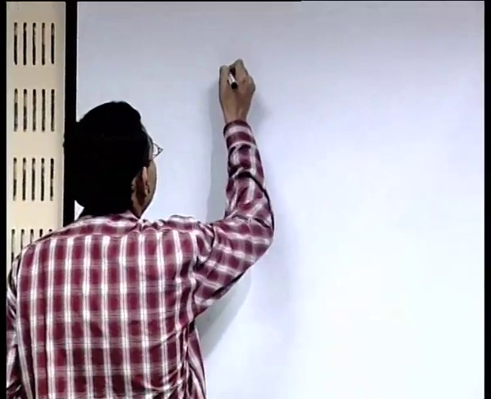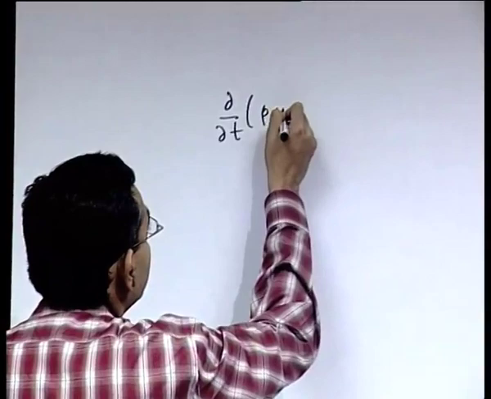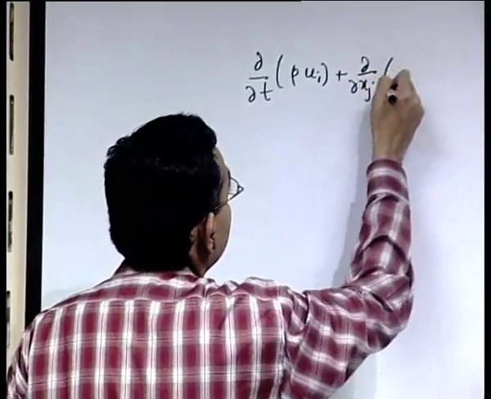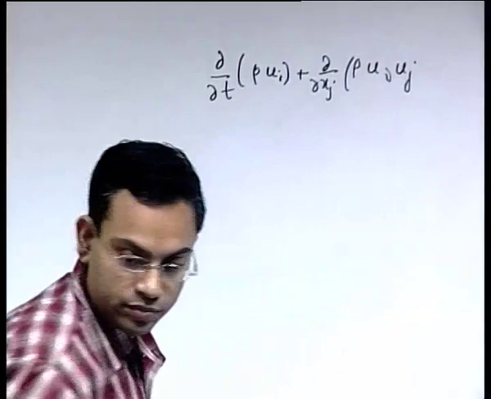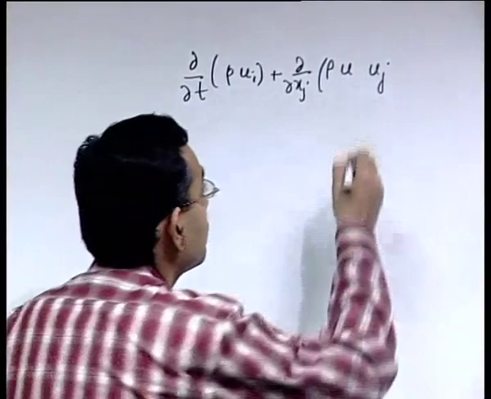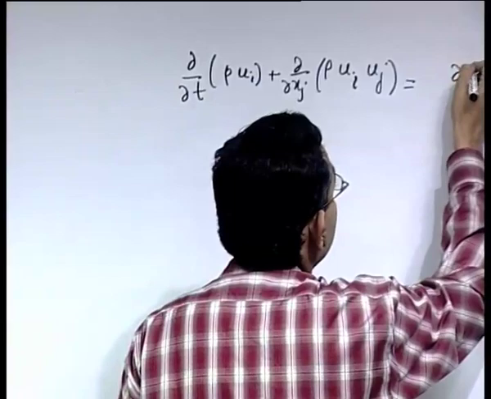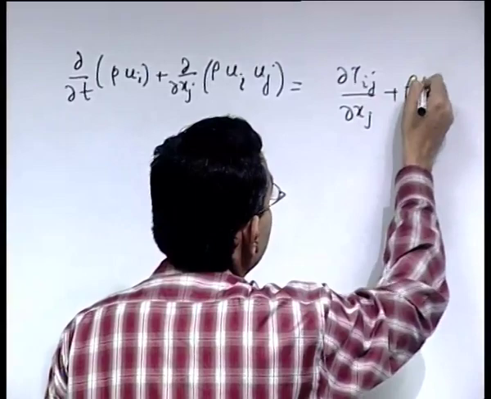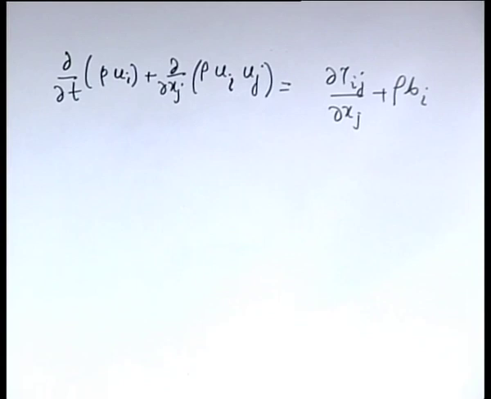In the previous lecture, we were discussing the Navier's equation, and let us continue with that. So, let us say that we have the Navier's equation. This is basically representing the linear momentum equation along the ith direction.